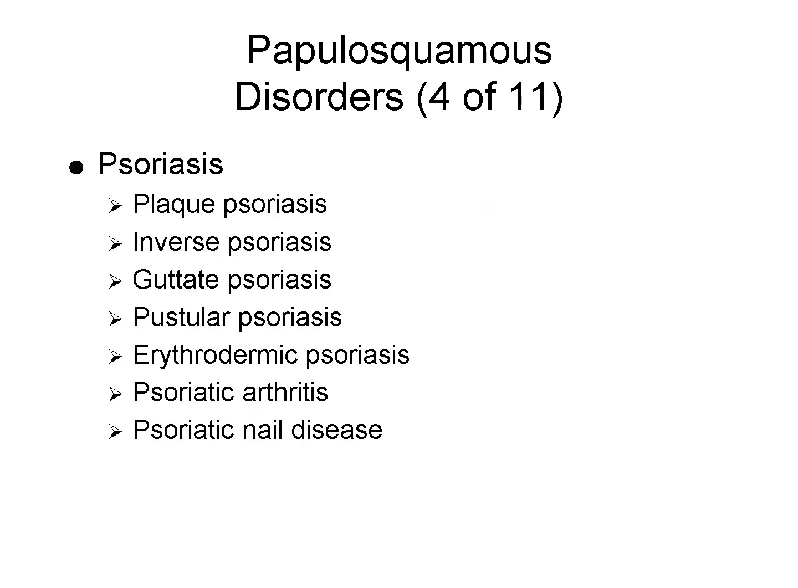There are several forms of psoriasis, including plaque, inverse, guttate, pustular, and erythrodermic types. Some patients may also develop psoriatic arthritis, which affects the joints. Psoriasis can involve the nails, causing pitting or discoloration. Each subtype varies in presentation and severity.